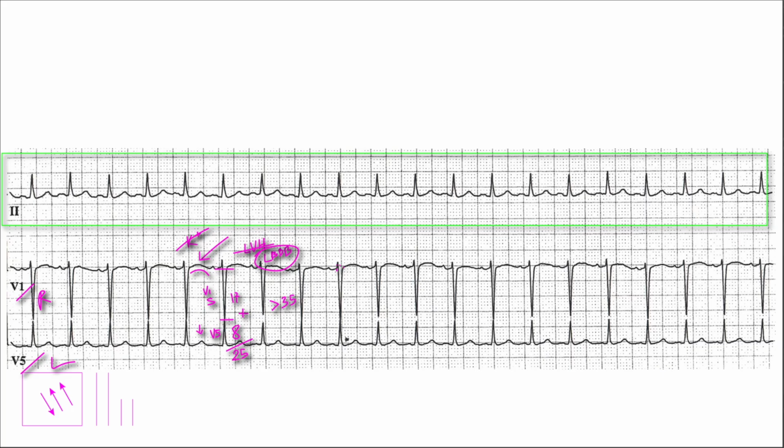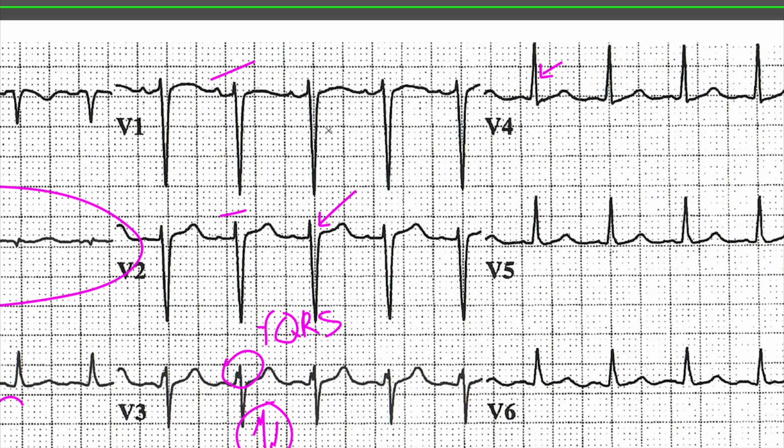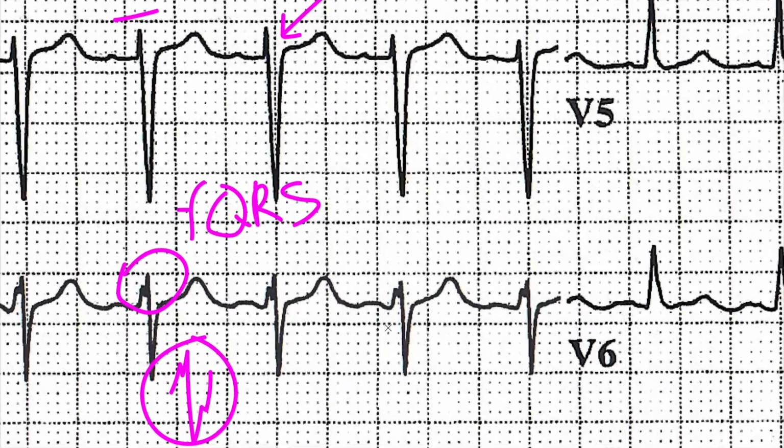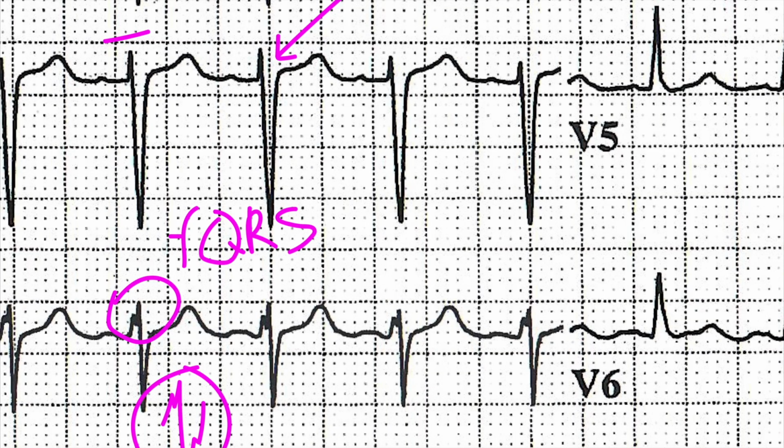Okay, let me just see here. Okay, we ruled out LVH, right? But left bundle branch block. Now this fragmented QRS is kind of giving me an idea. I'm going to zoom in here, and I'm going to measure this out.